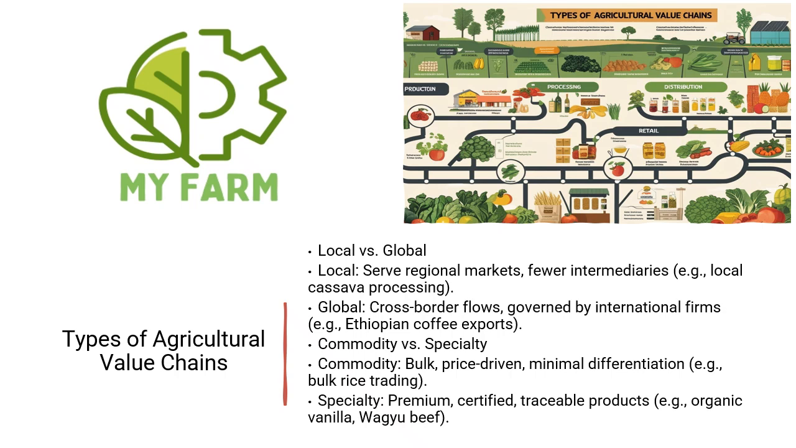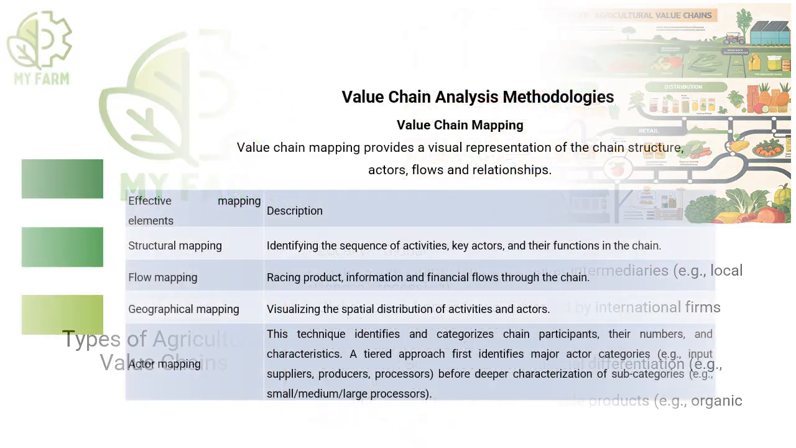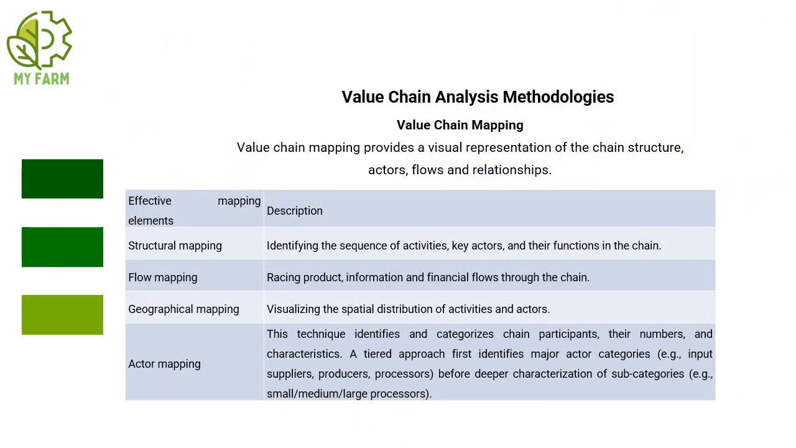Specialty chains focus on premium, certified, or highly differentiated products with traceable origins. Organic vanilla from Madagascar or Wagyu beef from Japan exemplify specialty chains where product attributes justify premium pricing and require careful quality management throughout the chain. Now let's explore the methodologies used to analyze agricultural value chains.